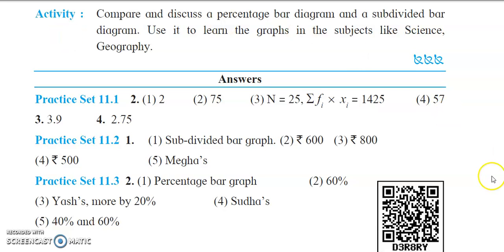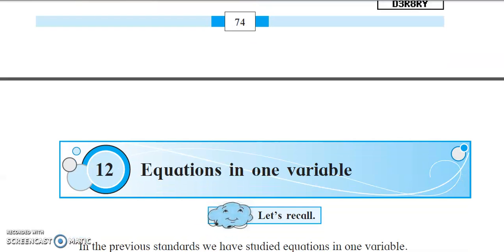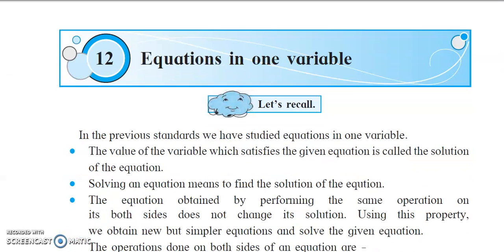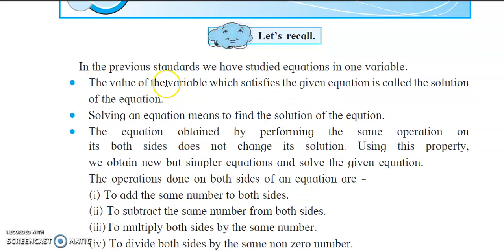Now we have to start chapter number 12. Chapter number 12 is equations in one variable. In the previous standard we have studied equations in one variable. The value of the variable which satisfies the given equation is called the solution of the equation. In the last years you might have studied that equations are given to you.